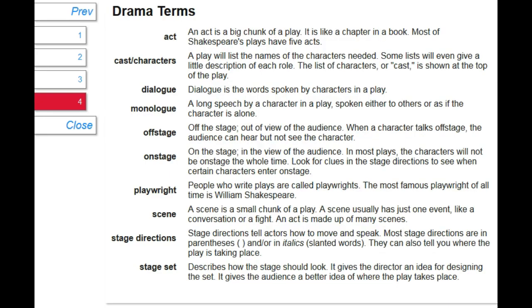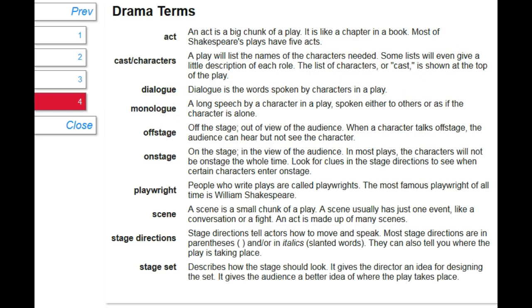So here are some drama terms. I'm going to read them kind of quickly, so just follow along as best you can. An act is a big chunk of a play. It is like a chapter in a book. Most of Shakespeare's plays have 5 acts. A play will list the names of the characters needed. Some lists will even give a little description of each role. The list of characters, or cast, is shown at the top of the play.